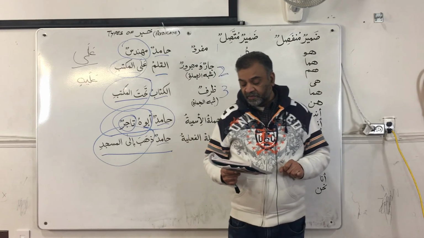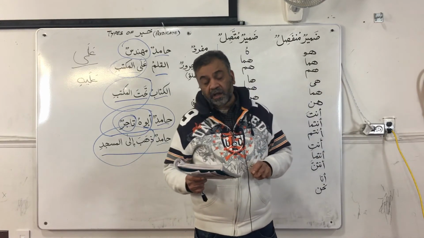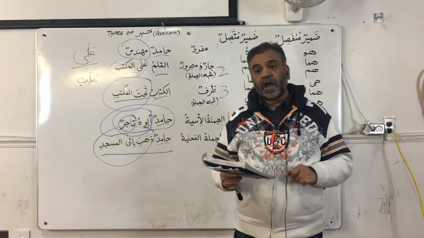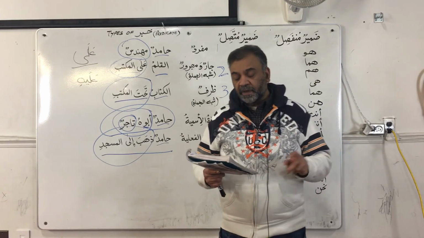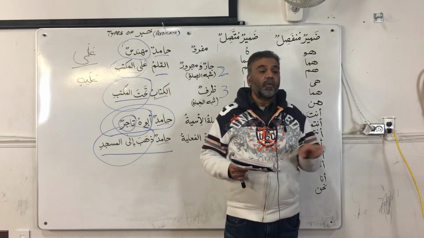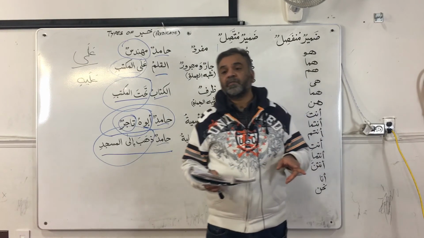Number 4, Zainabu fir Riyadi. Zainab is in Riyadh. Akhuha, her brother, fit Taifi, in Taif. Wa abuha, and her father, fil Madinatil Munawwarati, is in Madinatil Munawwarati. What kind of compound is al Madinati al Munawwarati? Na'at.